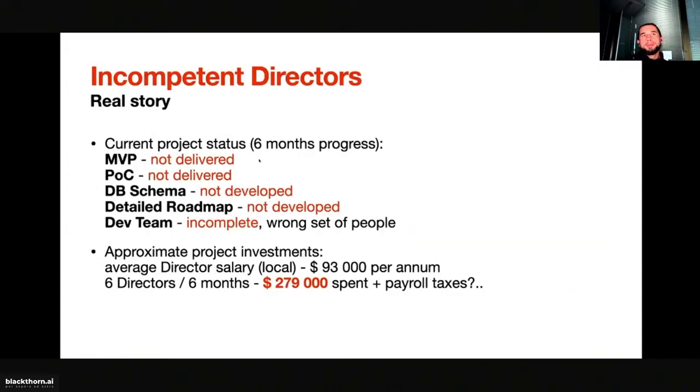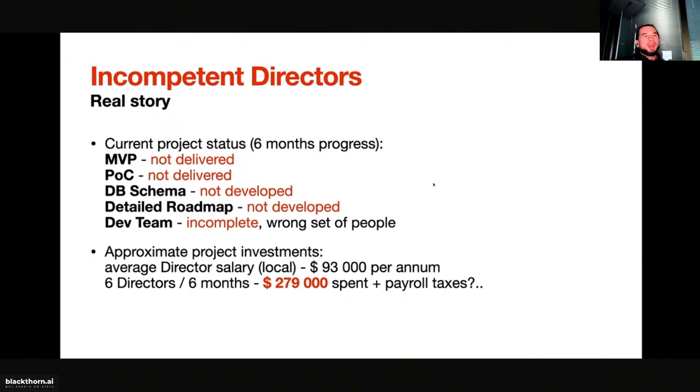Current project status. After 6 months of work, MVP, no MVP. POC, no POC. Database schema, they didn't develop a database schema. Detailed roadmap, they don't know what they are going to do step by step. Development team, part of the team was hired, but then they understood that they don't know what to do. So they even stopped hiring. And I think that the set of people was inappropriate. The people they hired cannot deliver the product they want.